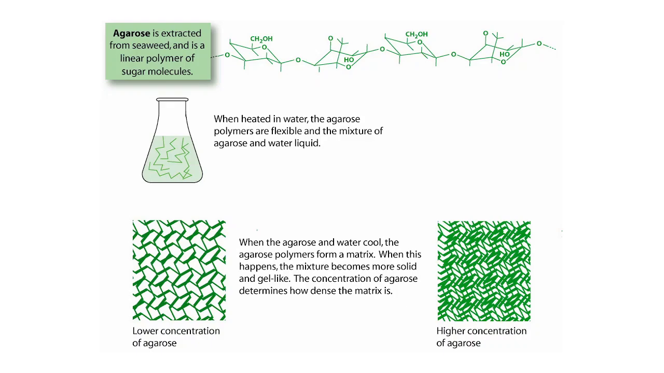If you look at agarose, it is extracted from seaweed and is a linear polymer of sugar molecules. When heated in water, the agarose polymers are flexible and the mixture of agarose and water is liquid. When the agarose and the water cool, the agarose polymers form a matrix. When this happens, the mixture becomes more solid and gel-like, and the concentration of the agarose determines how dense the matrix is.